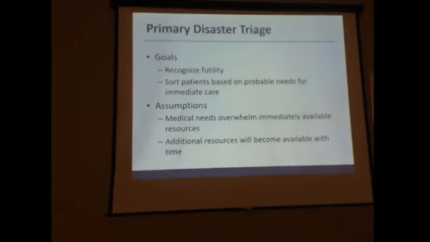So in the primary phase of disaster triage, you are trying to recognize futility. People that you just don't have the resources to save right now. You're not going to waste your time. You're going to move on to the next person. And again, you assume that in a disaster, you don't have enough resources for everyone, but you will have additional resources later.